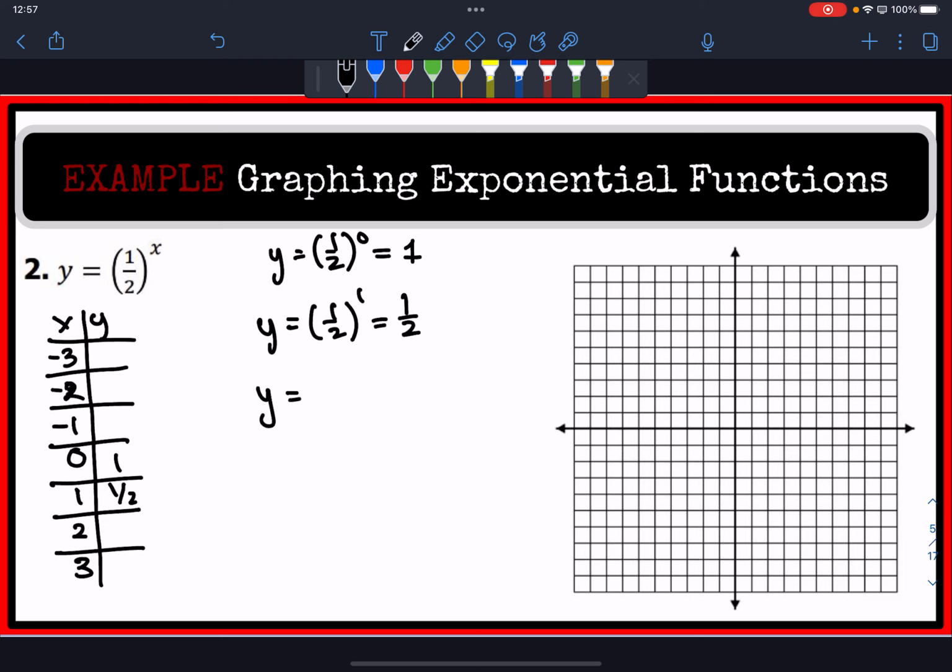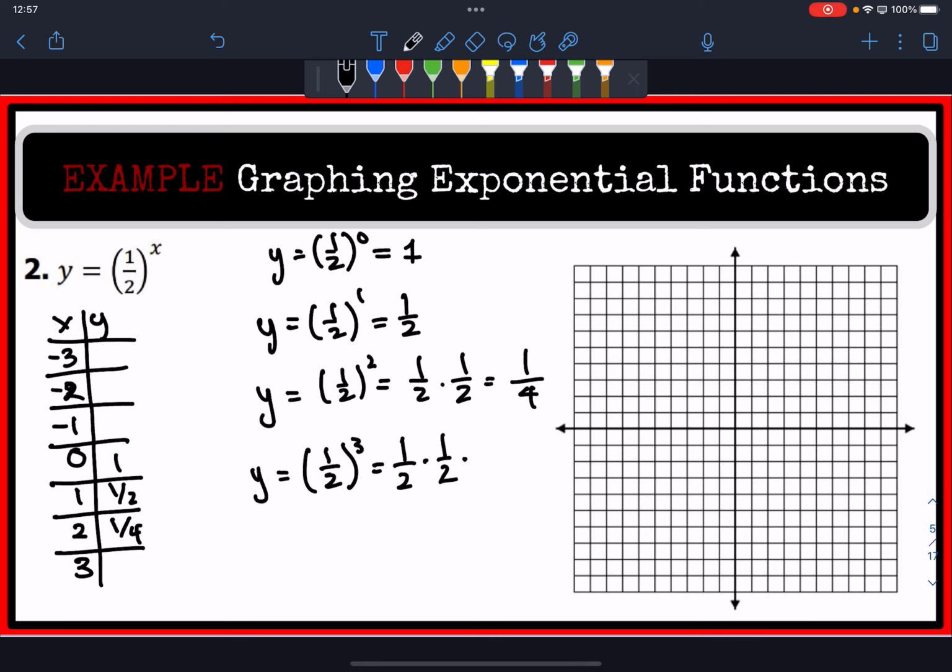Raising 1/2 to the second power multiplies 1/2 with another 1/2, which is 1 in the numerator and 4 in the denominator. And then raising 1/2 to the third power multiplies 3 factors of that, which again is equal to 1/8. Now, having the exponents become negative simply is going to give me the reciprocal of the value.